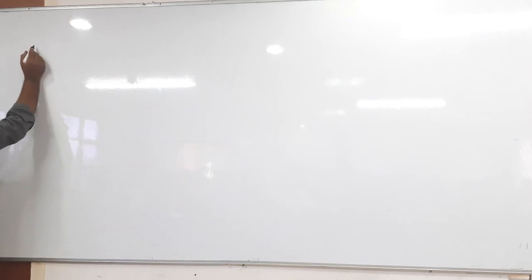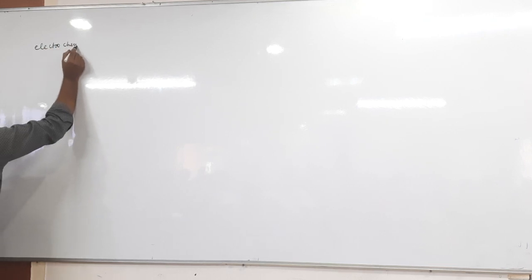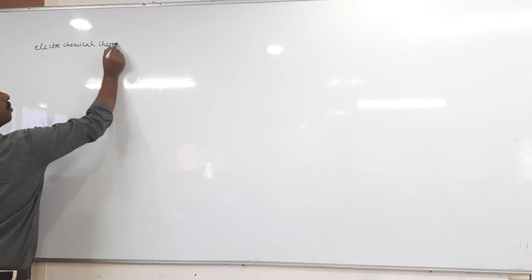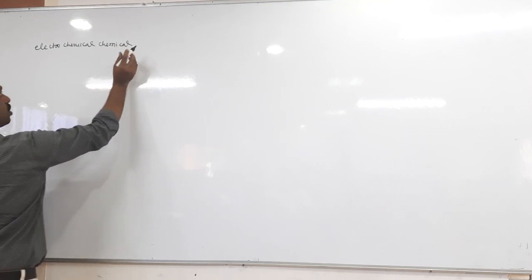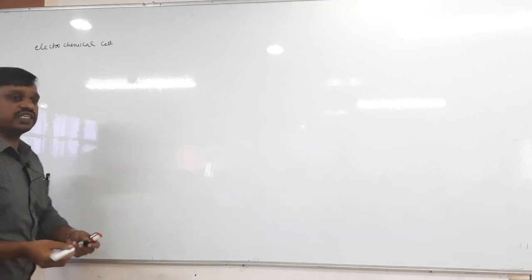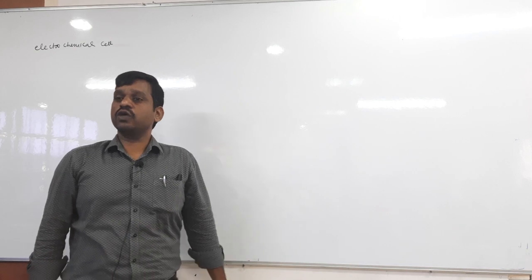Right. So electrochemical cells are classified into two types. Electrochemical cells, we have completed this. Tell me, electrochemical cells are two types. What are those? Electrolytic cell and galvanic cell. So what are electrolytic cells?